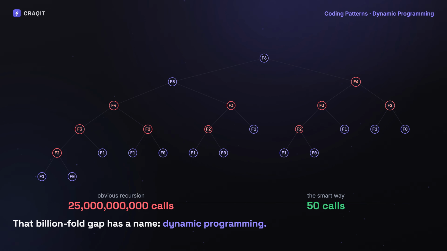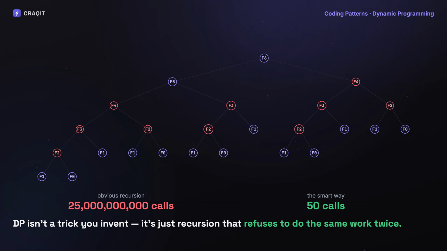And it's the reason so many people think DP is the hardest thing in coding interviews. Here's the secret that makes it easy. Dynamic programming is not some clever trick you have to invent. It's just recursion that refuses to do the same work twice. That obvious recursive Fibonacci is slow for one reason: it computes the same sub-answers over and over, billions of times.